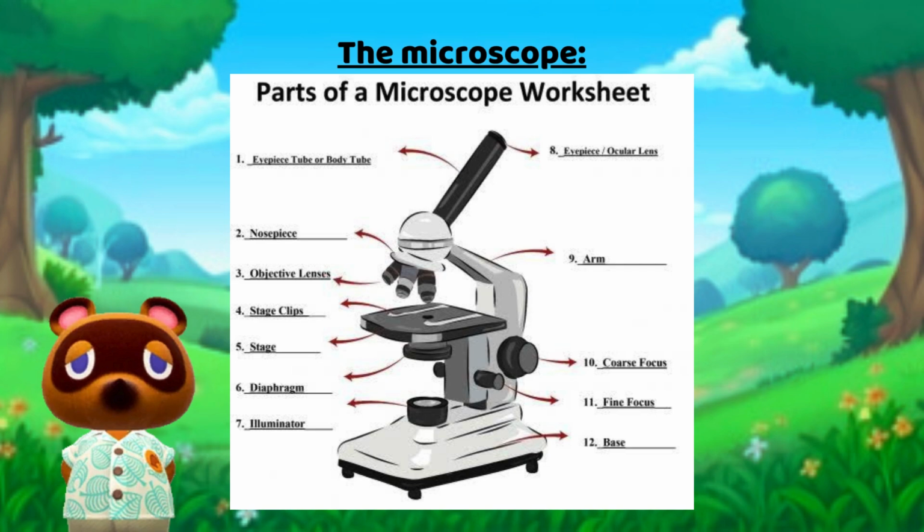It has a base, arm, stage clips, coarse focusing knob, fine focusing knob, nosepiece or turret, a tube, illuminator, condenser, diaphragm, objective lens, and eyepiece lens, and those are the parts of a microscope.